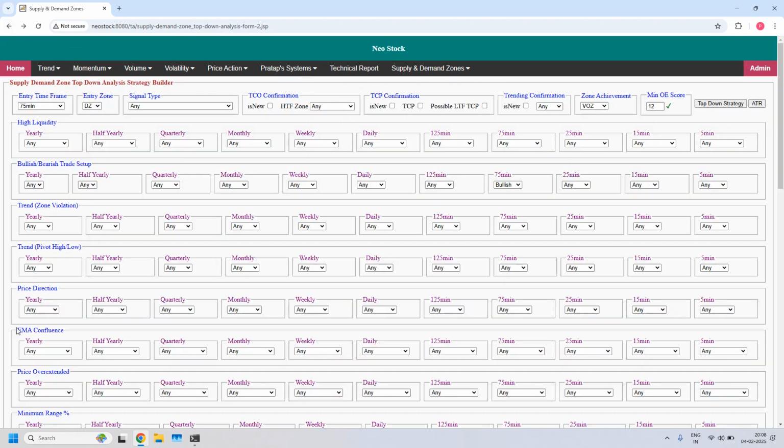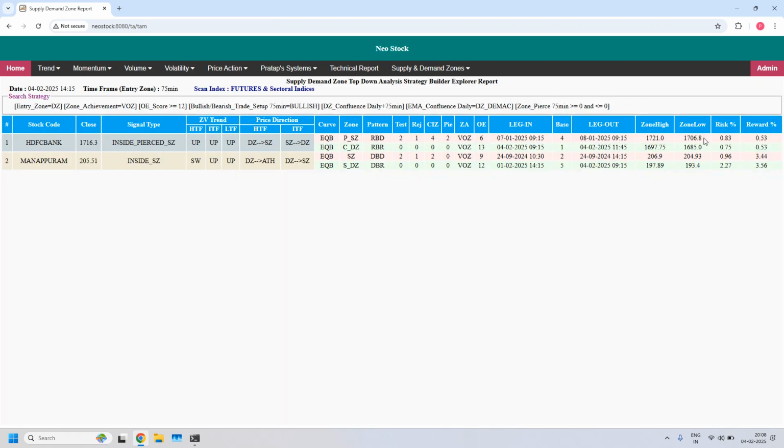Let's verify. In the EMA confluence, daily time frame, daily demand zone having daily EMA confluence. With this filter, we got 2 stocks. So these 2 demand zones, 75 minutes demand zones, are even more high probability trade setup supported demand zones.